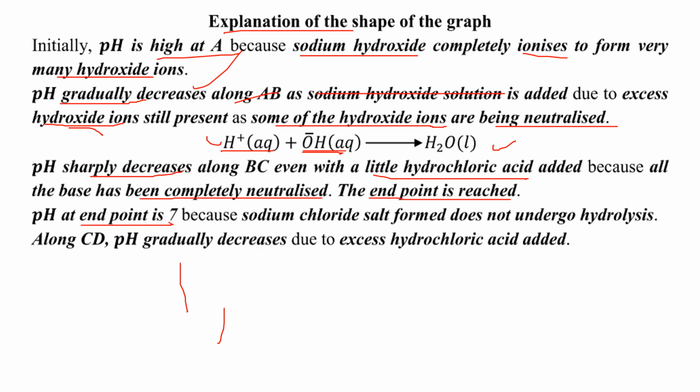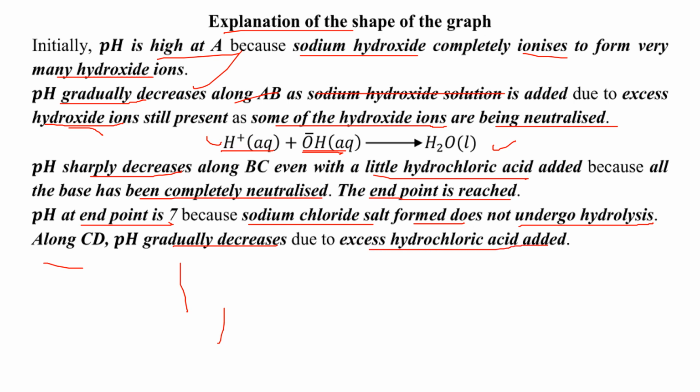and the reason for it is because the salt being formed, which is sodium chloride, does not undergo hydrolysis, because sodium chloride is a salt that is made from a strong base and a strong acid. So if you look at a point along CD, pH is going to be gradually decreasing, and this is due to excess hydrochloric acid that is being added.